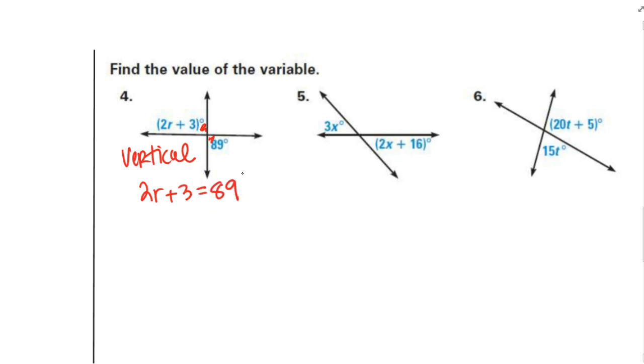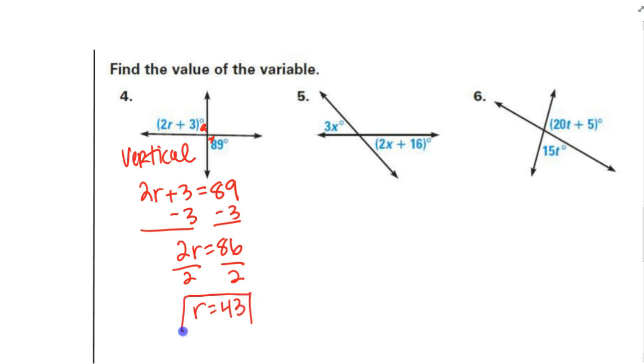What do we do to both sides to solve? Subtract the 3. So if we subtract 3, we get 2r equals 86. And what would our final step here be? To divide by 2. So if we divide by 2, r is 43. And we're done.